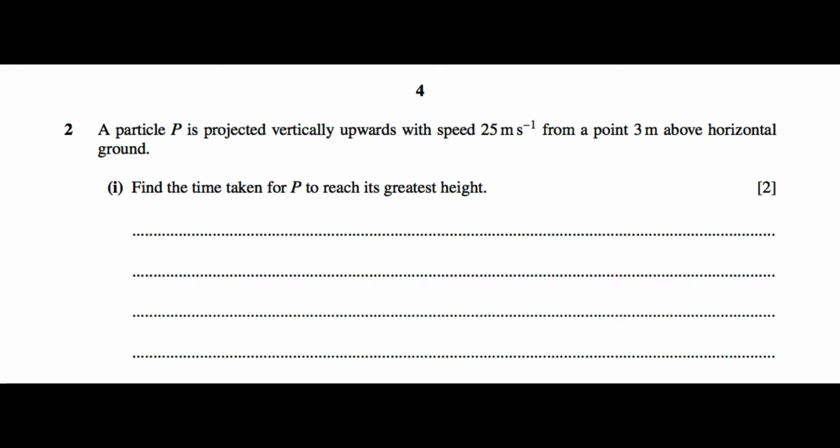Number 2. Particle P is projected vertically upward with speed 25 meters per second from a point 3 meters above horizontal ground. First question is, find the time taken for P to reach its greatest height.